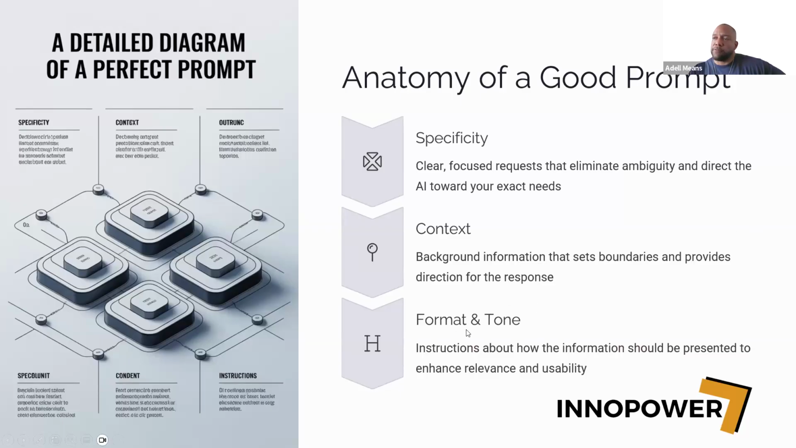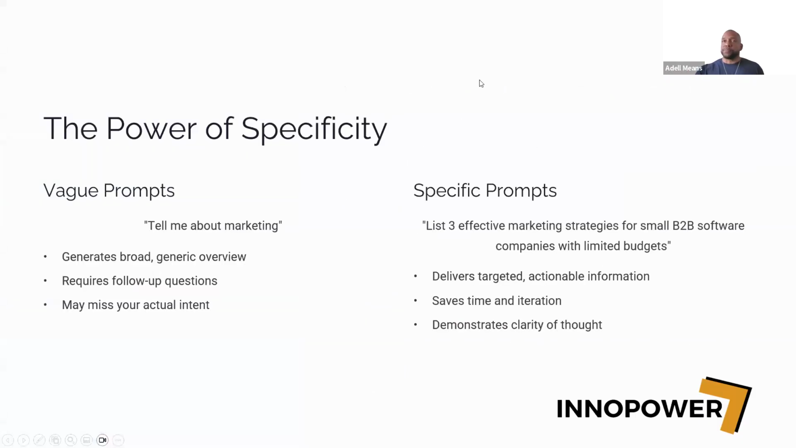I want to look at format and tone real quick. In constructing a prompt, you may want to say, produce a response that is going to be compassionate, or a soft tone, or aggressive. So these are all the different parts that you can personalize to the output of your choice.